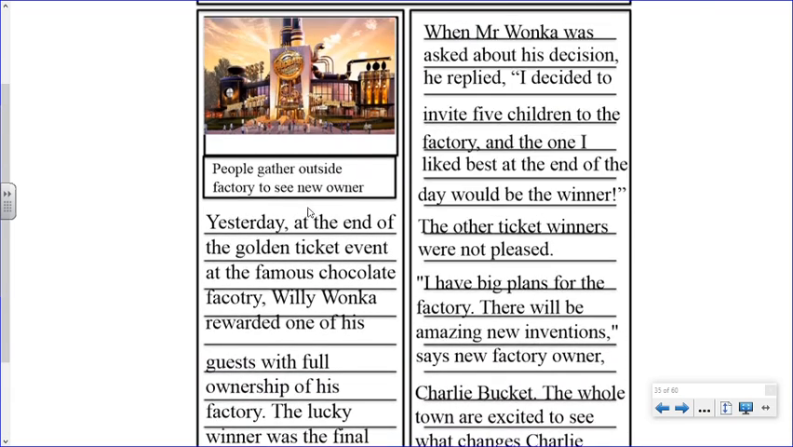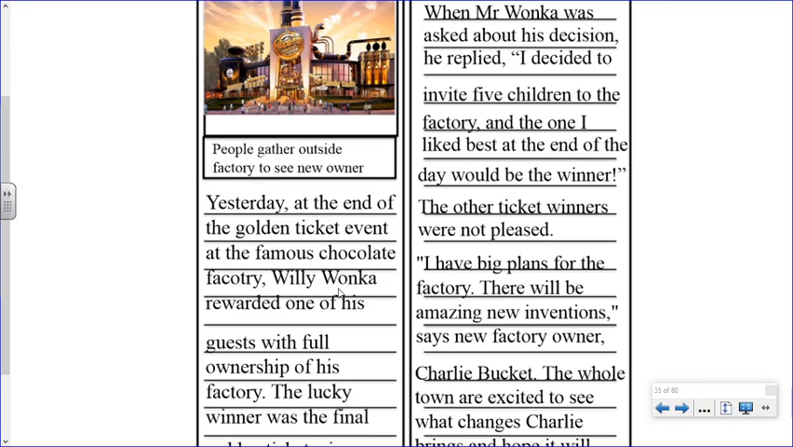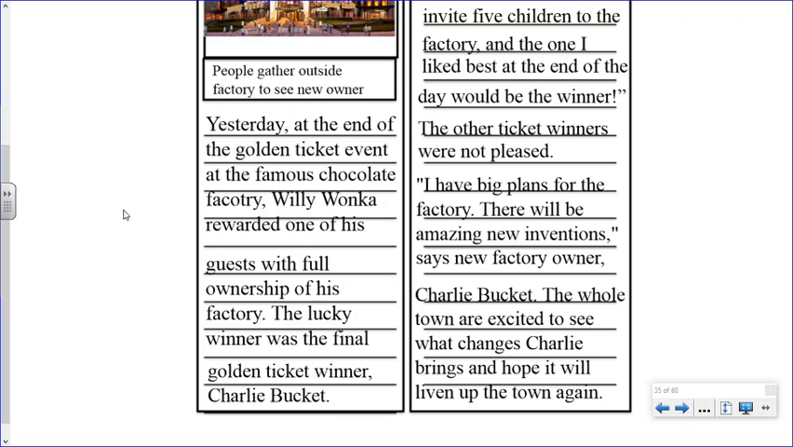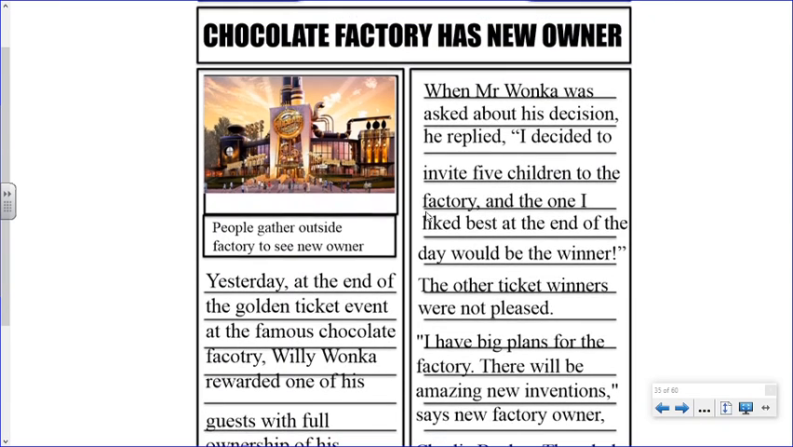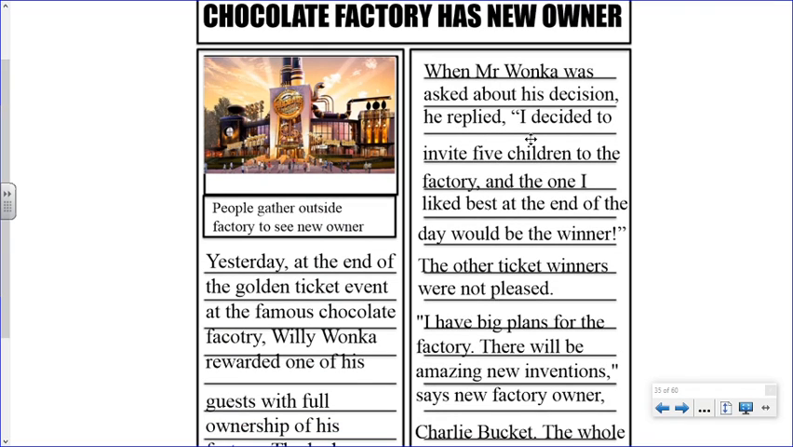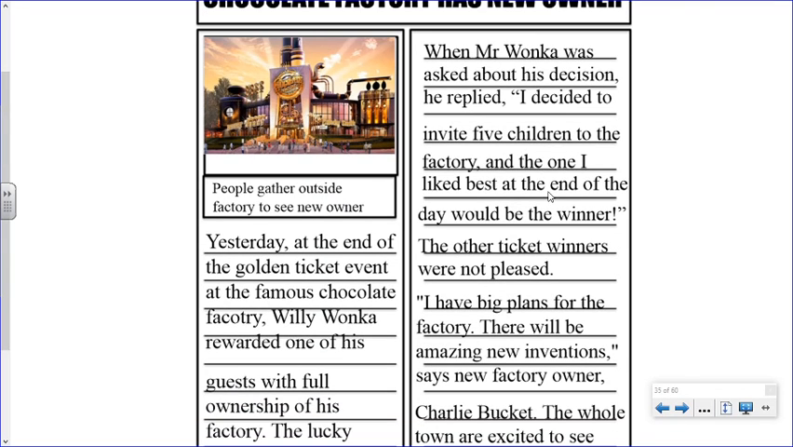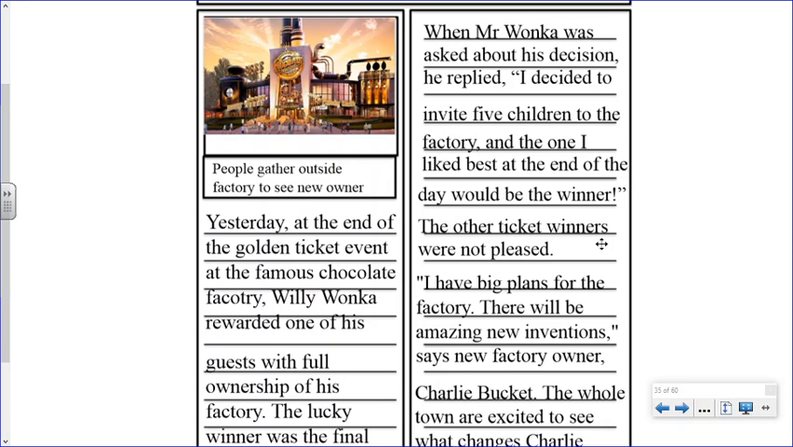And then here is the main part of my newspaper report. Now, mine is shorter because I can't fit as much text in, so let's have a read through together. Yesterday, at the end of the Golden Ticket event at the famous chocolate factory, Willy Wonka rewarded one of his guests with full ownership of his factory. The lucky winner was the final Golden Ticket winner, Charlie Bucket. When Mr. Wonka was asked about his decision, he replied, I decided to invite 5 children to the factory, and the one I liked best at the end of the day would be the winner. So there we've got the quoting from the eyewitness. The other ticket winners were not pleased.